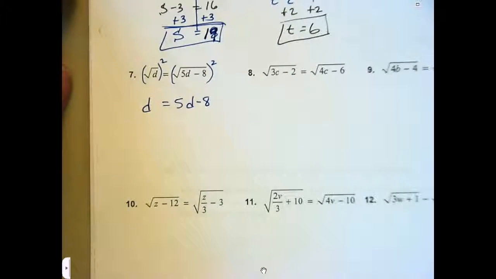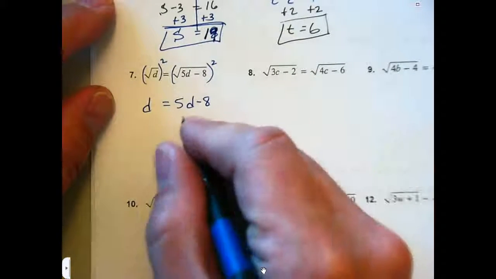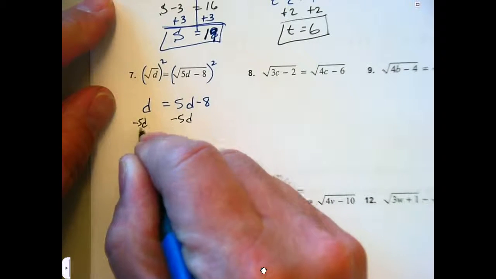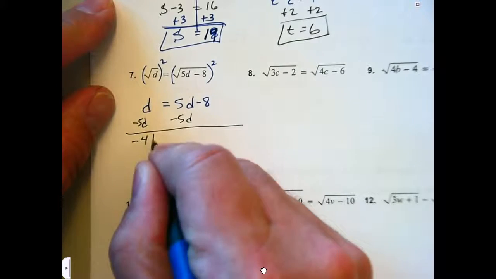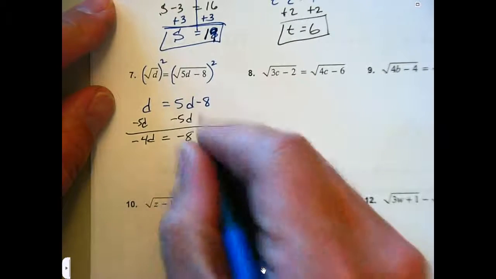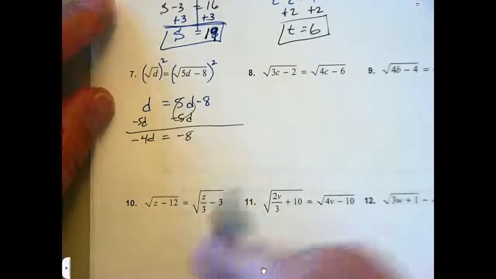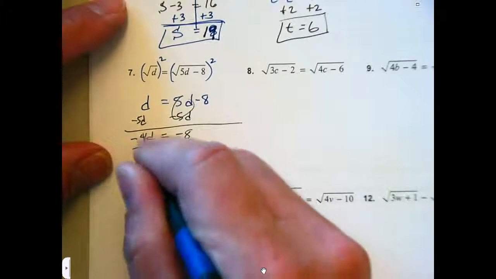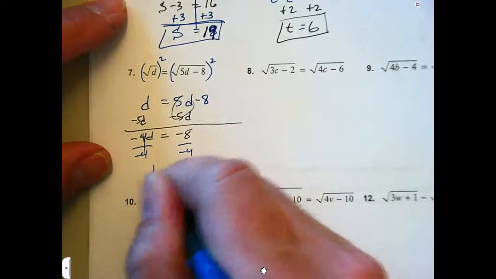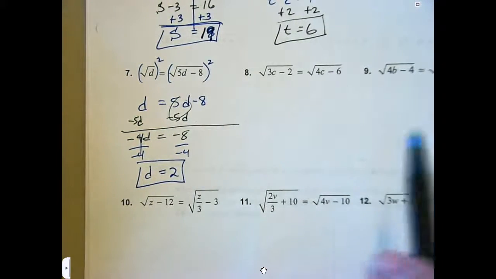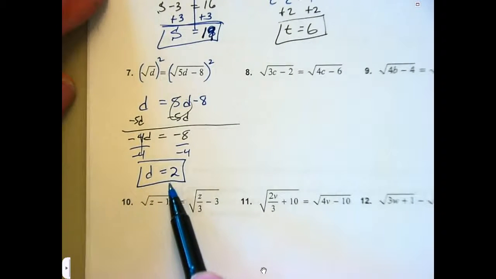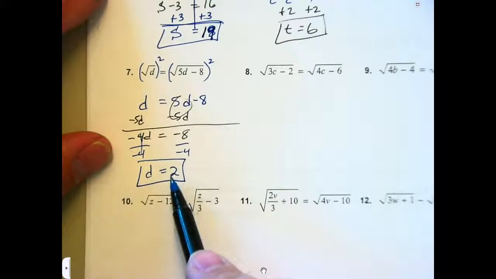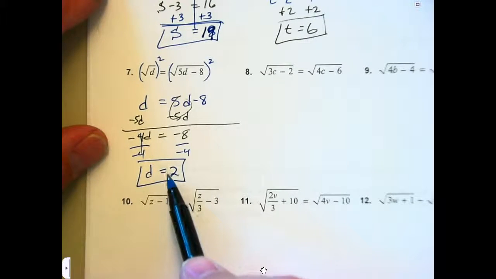Now you have 5D equals D, or D equals 5D minus 8. Collect all of our D's on one side. Negative 4D equals negative 8. Divide by negative 4. D is 2. Now be careful. If I would have got a negative answer right here, I would have had no solution. So if this would have said negative 2, it would have been no solution. Tell your neighbor why you can't have a negative 2 there.